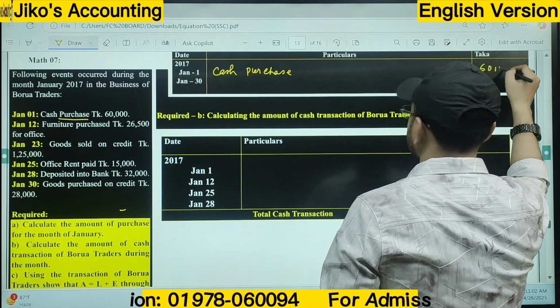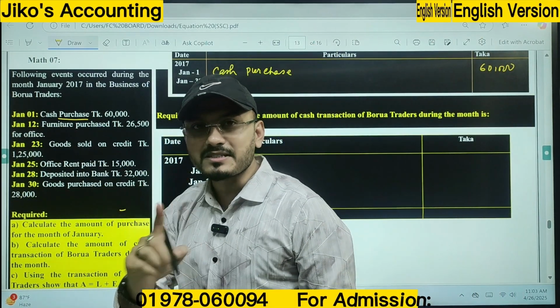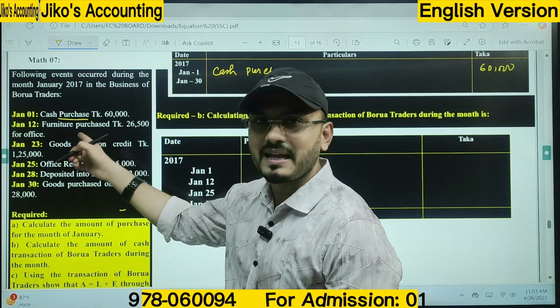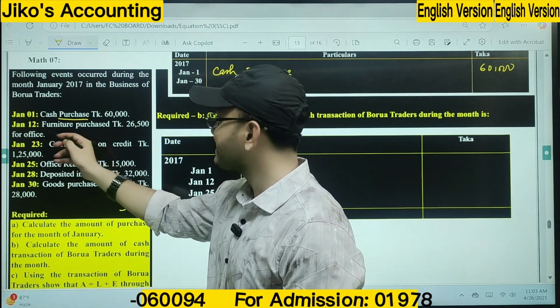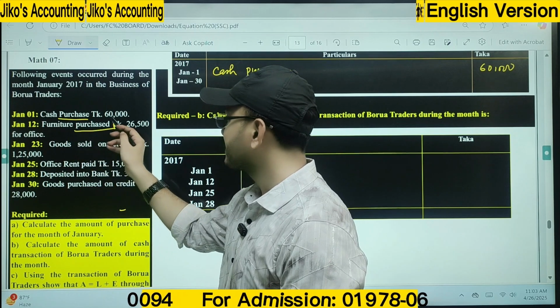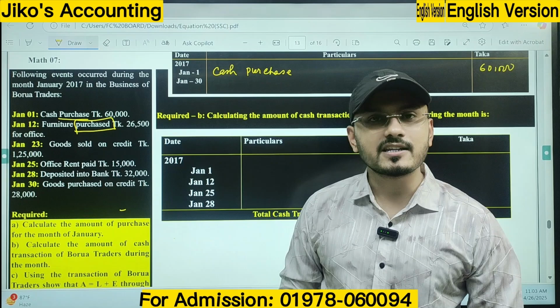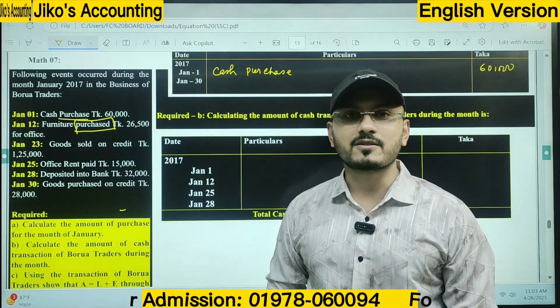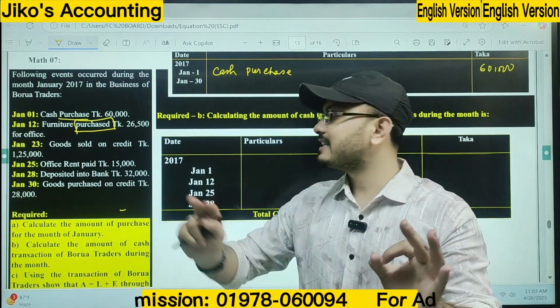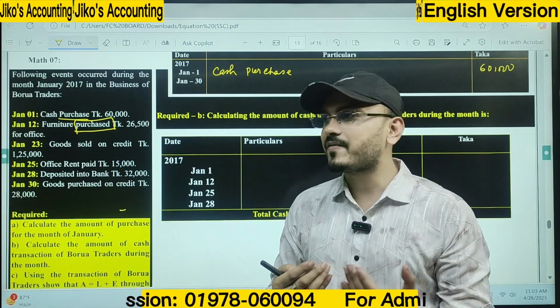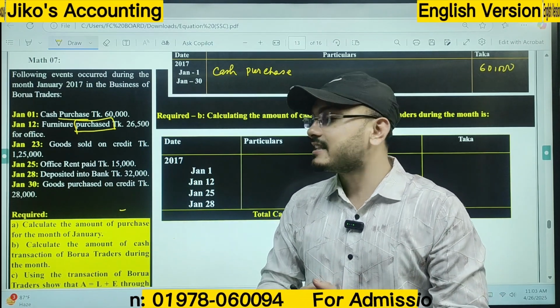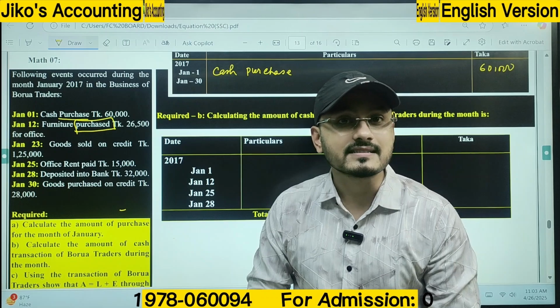Write down 60,000. Most of the students make a mistake while doing this math. You can see here again, it says furniture purchased. So furniture, land, building, equipment, machinery, all of them are part of the fixed assets. These are considered as fixed assets for my business. They are not my expenses.